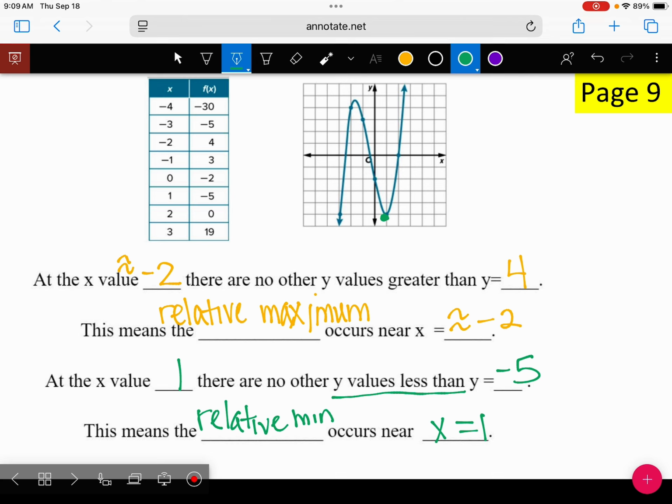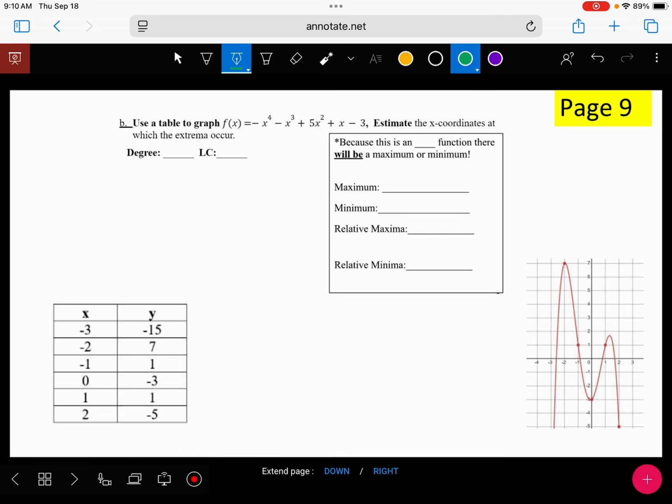All right, any questions about that so far? Yes. Can you get the degree based off just looking at the graph? You can. That's what we're talking about in pre-calc. You would count how many times it turns and add 1. Yeah. All right, let's go to the next one.